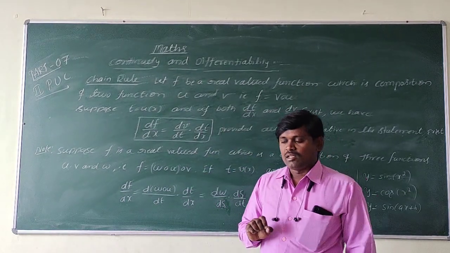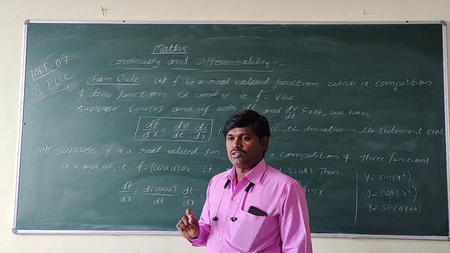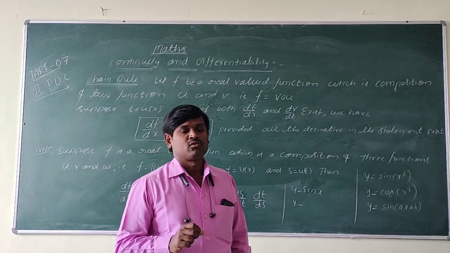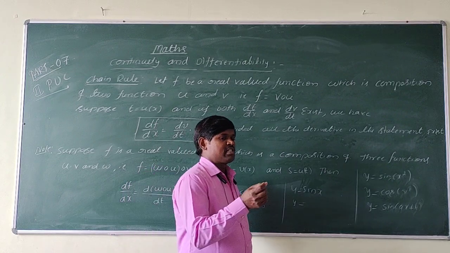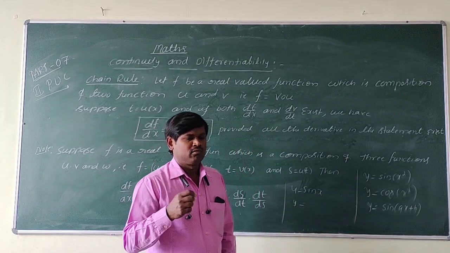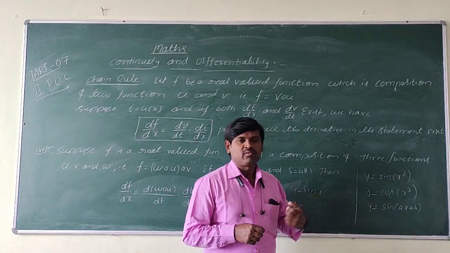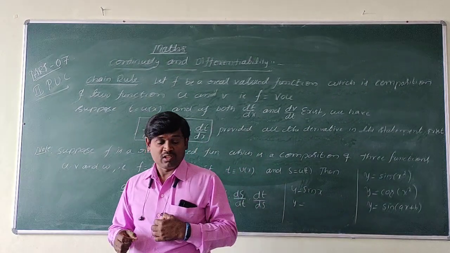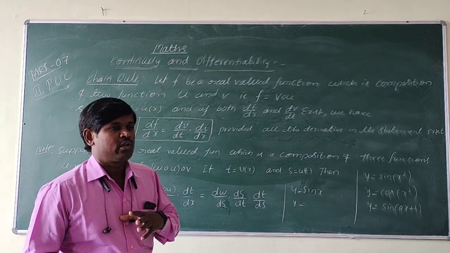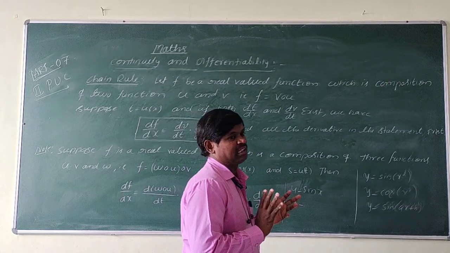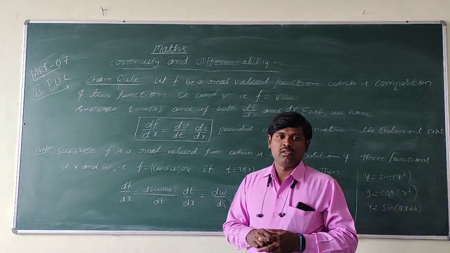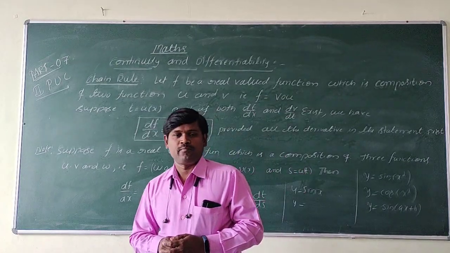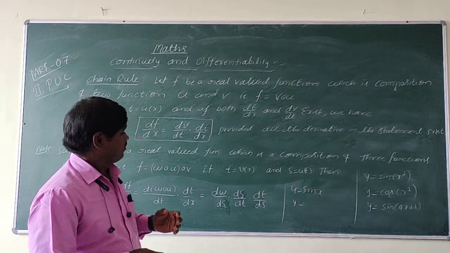So these are the different methods to find the derivative of a given function, whether the given function is in implicit form, or a composition form, or a logarithmic form. Then we use different methods. The first one is the chain rule. When do we use the chain rule? See here.